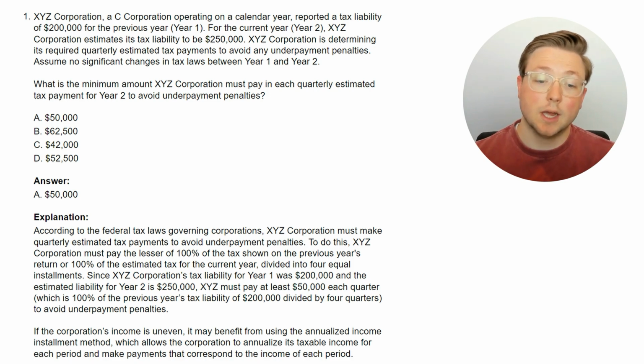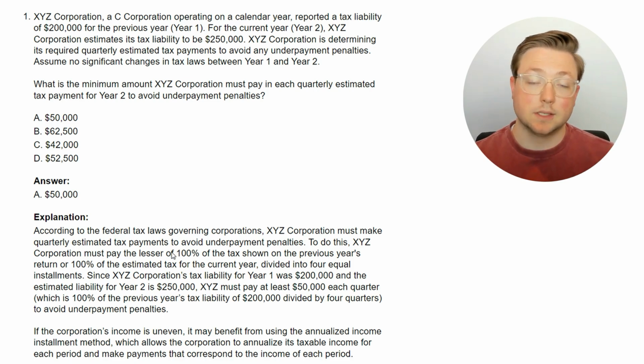However, in most situations, we're going to be focusing on this, taking the lesser of either 100% of the previous year's tax liability or 100% of the current year's tax liability. And all of this is to avoid underpayments. So we learned about that. Let's go ahead and go to the next question.